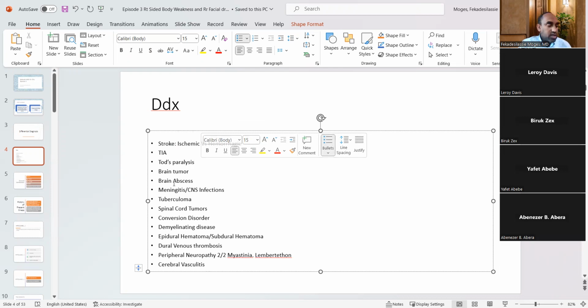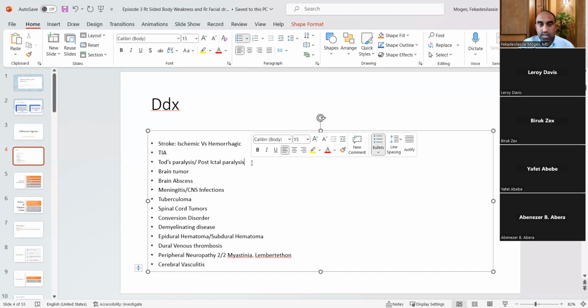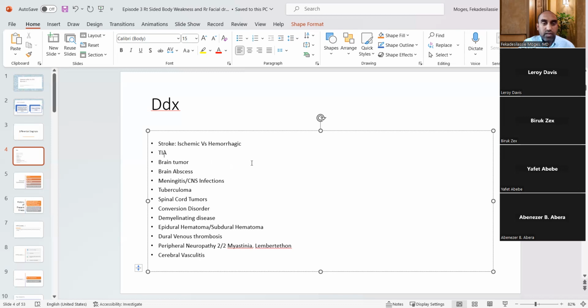What is Todd's paralysis? Whoever suggested it? I was the one that suggested Todd's paralysis. It's a phenomenon that occurs usually after an epileptic seizure, where patients present with facial weakness, sometimes as well as extremity weakness. Now, in the absence of the patient having a seizure, I would rule out the differential. Post-ictal paralysis is less likely because the patient didn't provide information that she had abnormal body movement. So I'm going to kick it out. Do you guys agree? I think it should be out. We didn't have that information of seizure, so it's out.